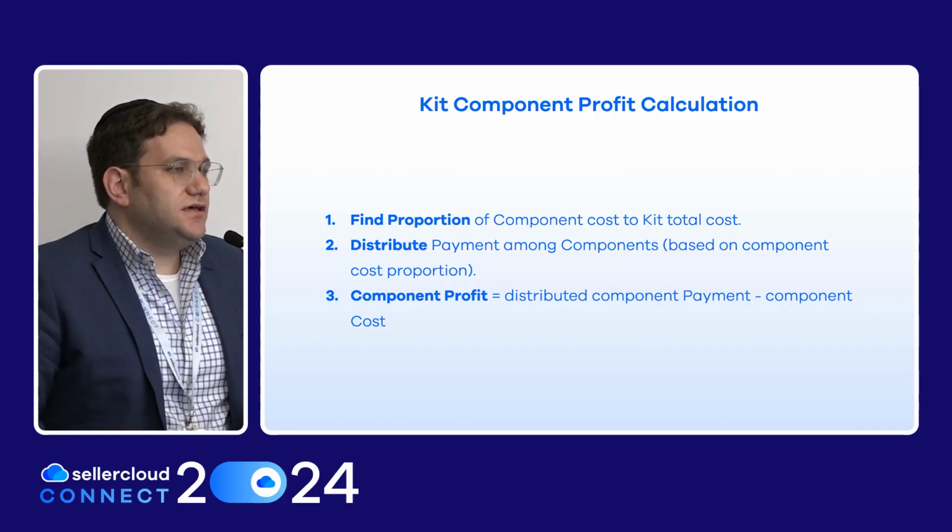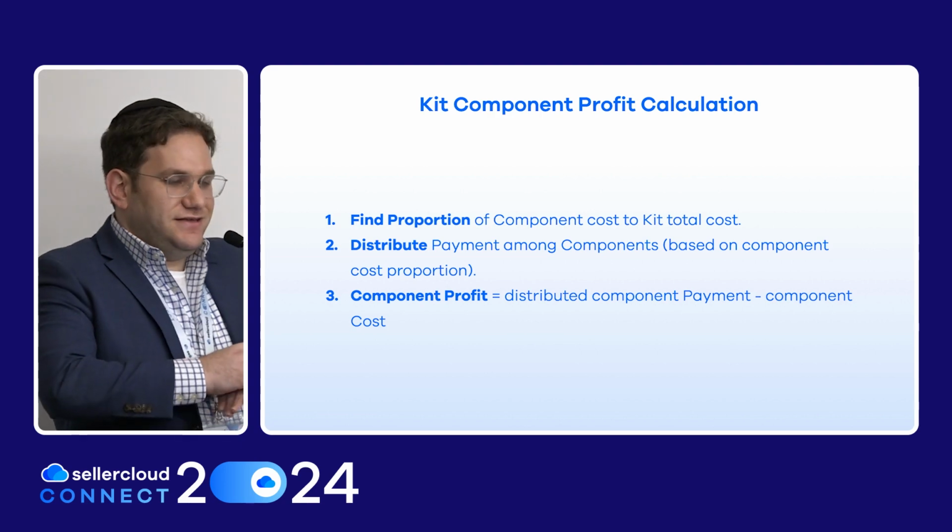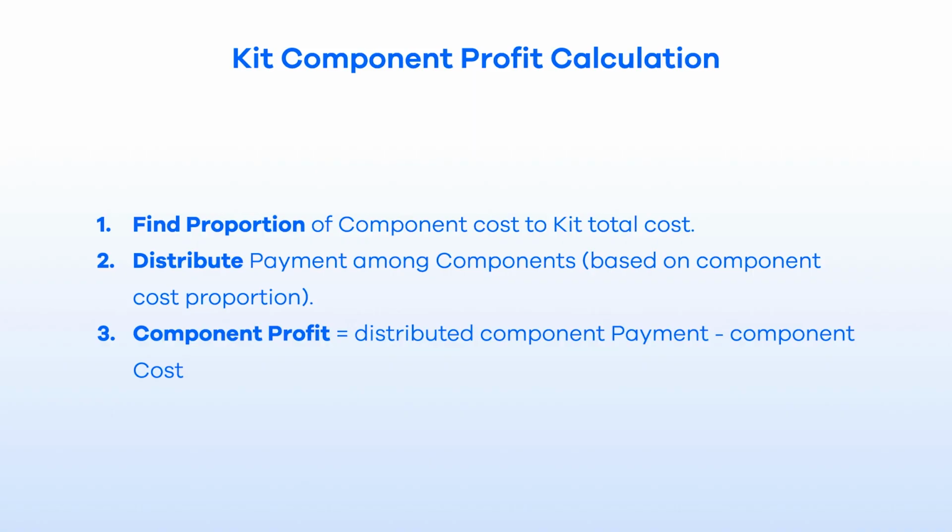Next is kit component profit calculation. Kit component profit calculation presents a special challenge: you're selling the item on the parent level with the parent price, right? So the components don't have their own price on the order. So how do we calculate the profit per component if you want to run a report to see how your components are performing throughout, because oftentimes you'll have them in many different kits?